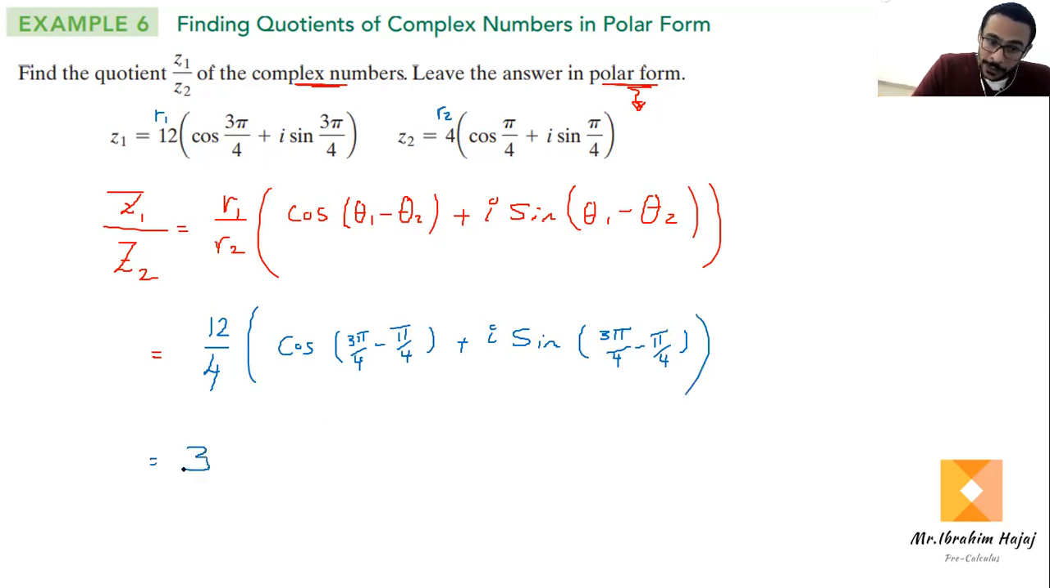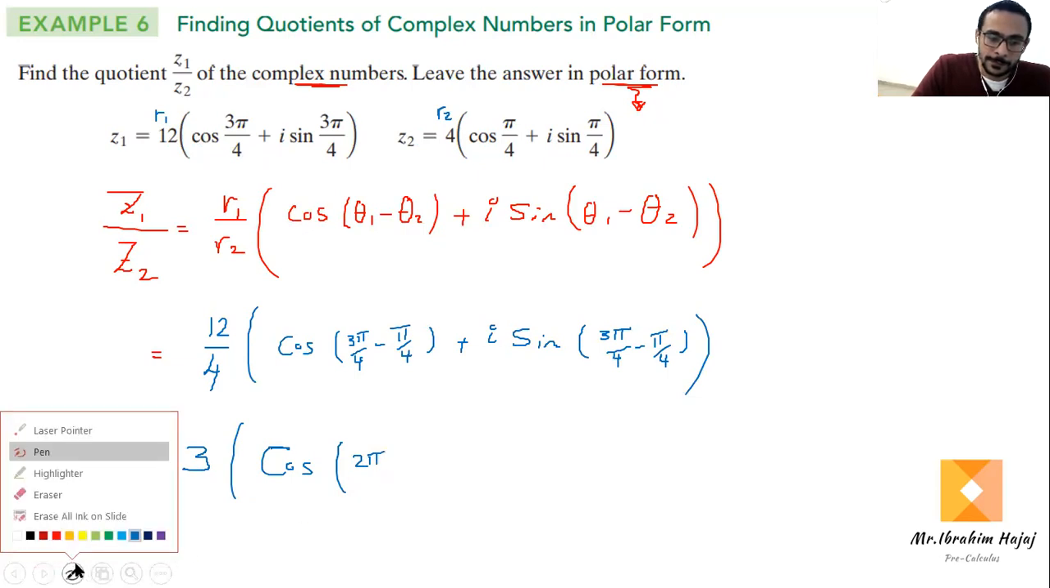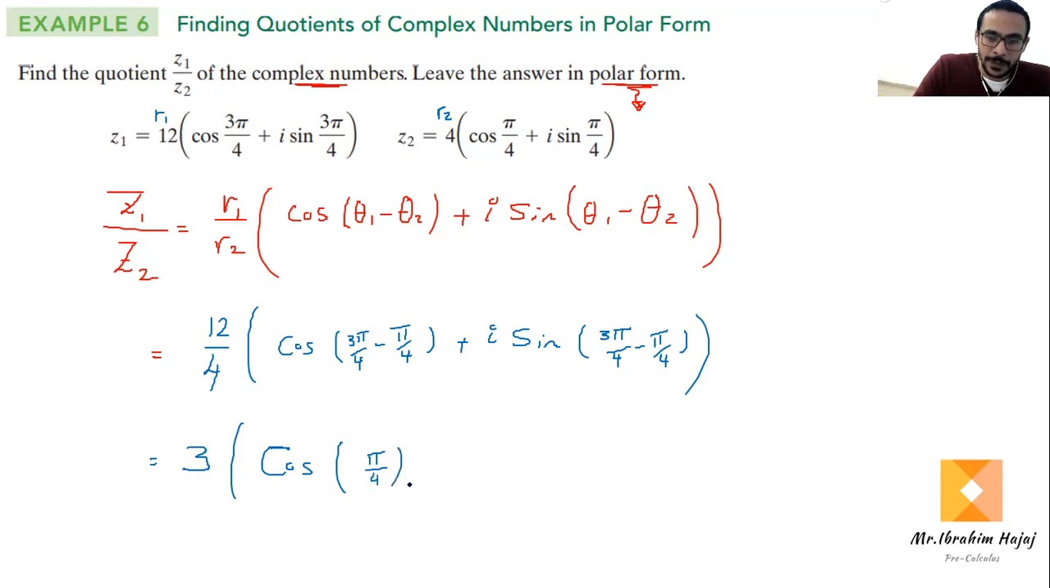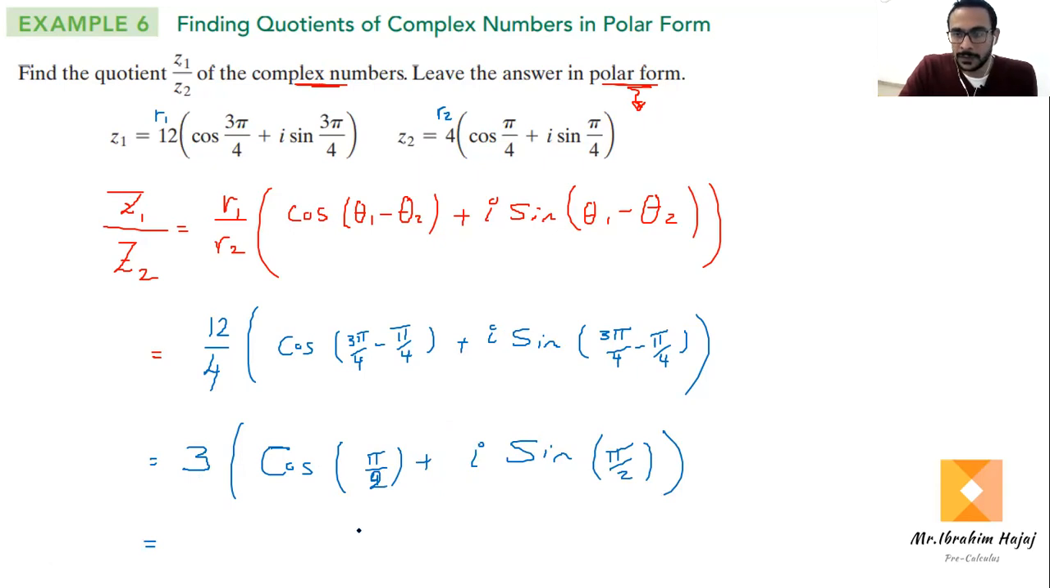Equals 3 cosine 2 pi over 4, which is pi over 2, you can simplify 2 pi over 4 and write it as pi over 2, meaning 90. Then plus i sine again pi over 2, and close your bracket. Final step is to leave your answer in polar form, so it's better to leave it like this, right? It says leave it in polar form, so don't overcomplicate it. So it's 3 cosine pi over 2.